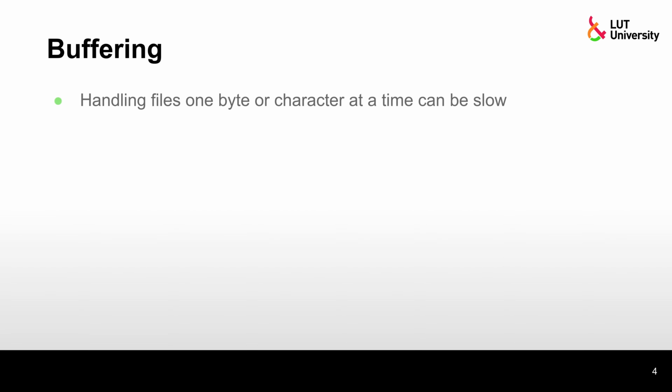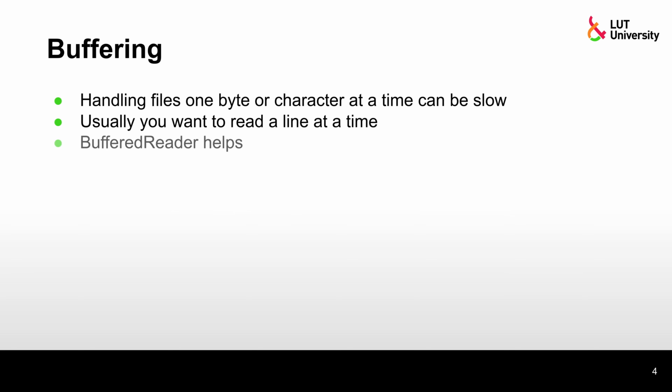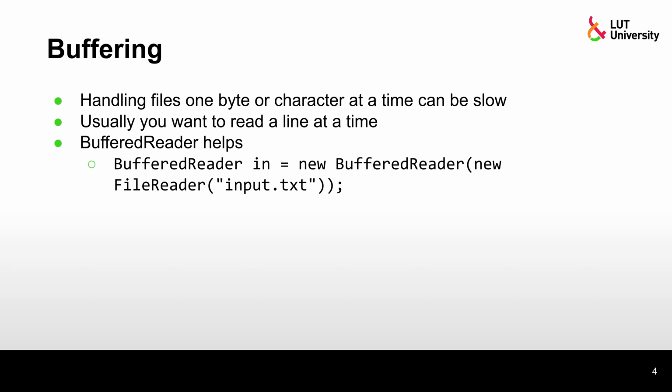And in real life, when we are reading and writing files, we usually use buffering because it makes file handling much faster. If we are handling just one byte or character at a time, it can be very slow. It is very often that we want to read or write a line at a time. So we have a text file that we read one line at a time, and BufferedReader helps in that sense. We can use it very simply.